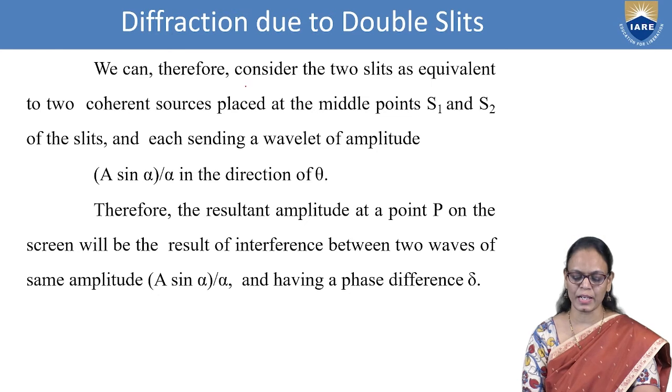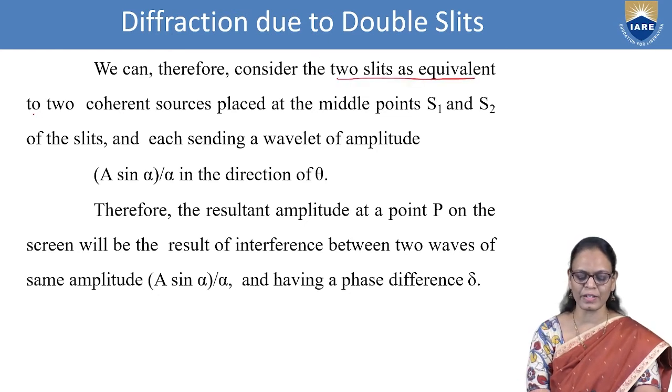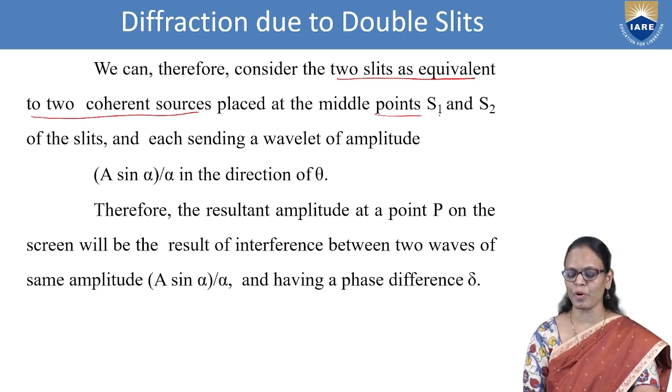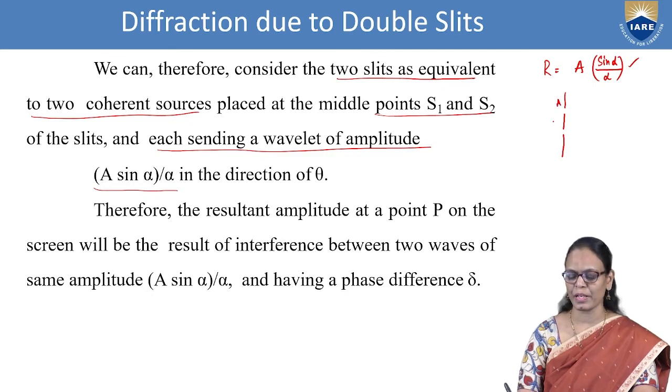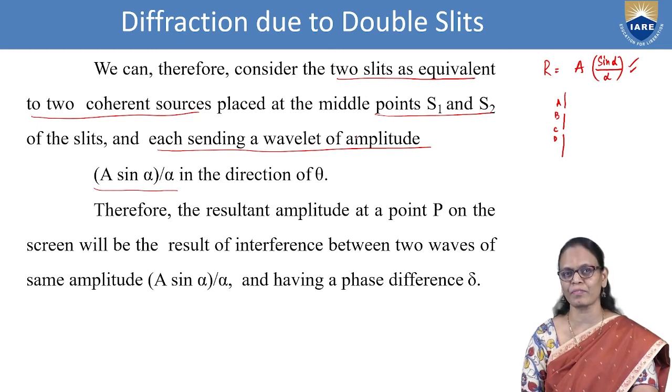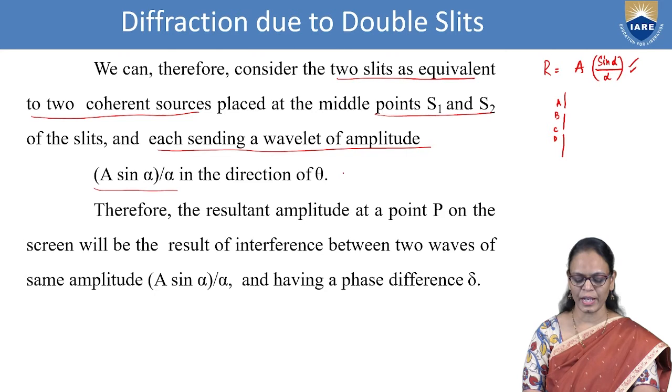Now we will consider the two slits as equivalent to two coherent sources placed at the middle points of S1 and S2, each sending out a wavelet of amplitude A sine alpha by alpha. From AB, whatever is coming out, the resultant is A sine alpha by alpha. And from CD, again, the resultant is A sine alpha by alpha. So each is sending a wavelet of amplitude A sine alpha by alpha in the direction theta.